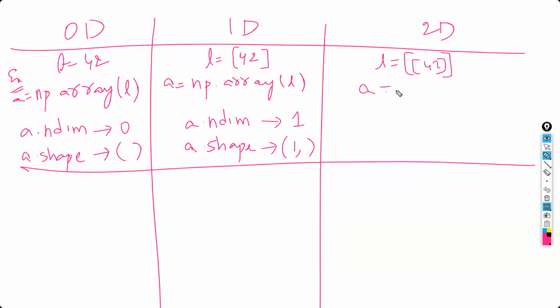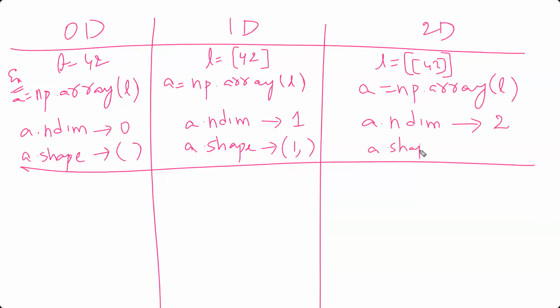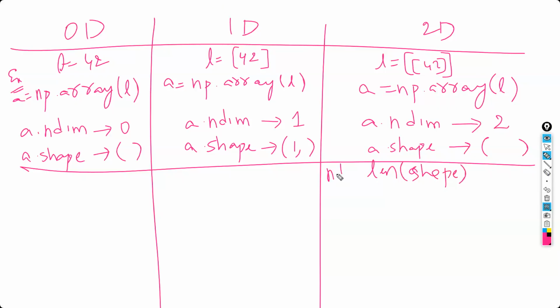Now, if you convert this one to an array, np.array of L, it is also converted as an array, and if you ask a.ndim, it is going to give the output as 2. And if you ask a.shape, it is going to give 2 values in the tuple. How many values are there inside the tuple? The length of the tuple, the length of shape, is nothing but ndim. ndim is nothing but the length of shape. The length function is applied.